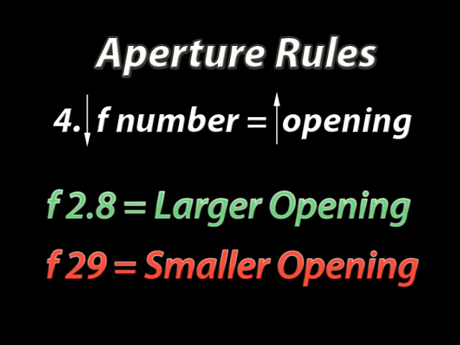Now, something that's really confusing when students are learning about apertures is that the numbers are counterintuitive. The smaller the number that you have, the larger the opening. And the higher the f-stop number, the smaller the opening.